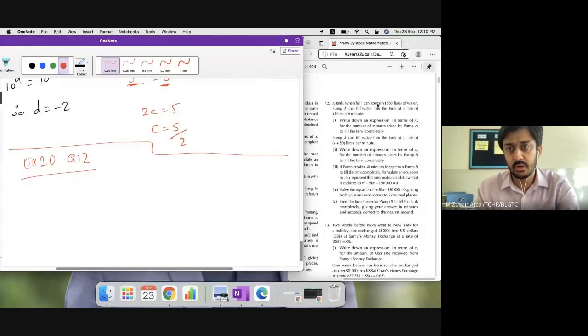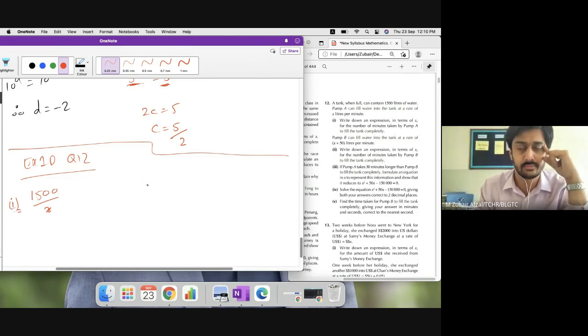A tank, when full, can contain 1500 liters of water. Pump A can fill water into the tank at a rate of X liters per minute. Write down an expression in terms of X for the number of minutes. Total volume is given and X liters per minute. This is your first answer.